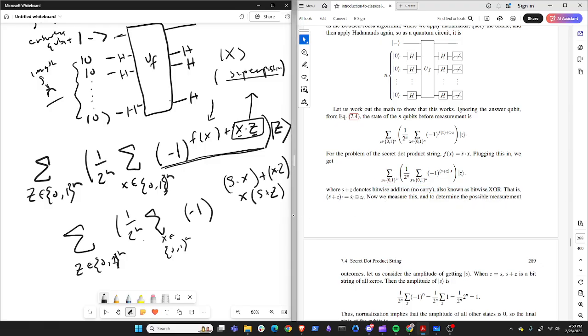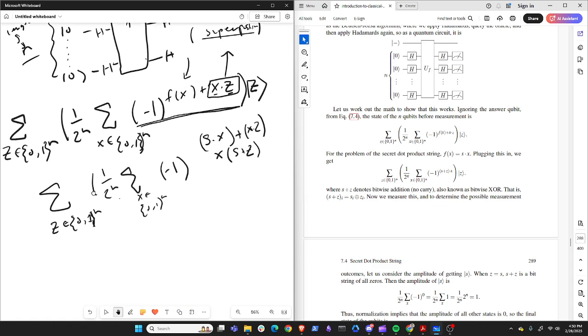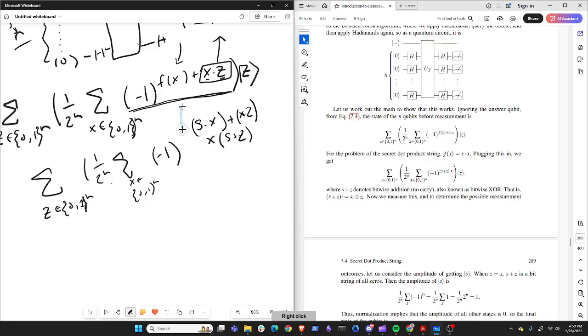That is, for each element of this, let me make a little space here. Can I just move this? Okay, I don't know what that is. Just carve out a little space here. So that is, for each i component of s plus z, the bitwise addition of our two bit strings here is equivalent to the XOR of the two elements.